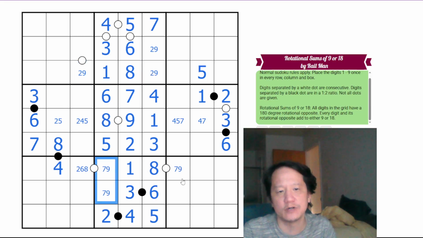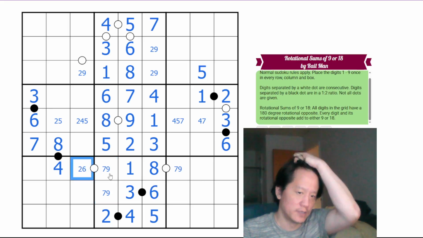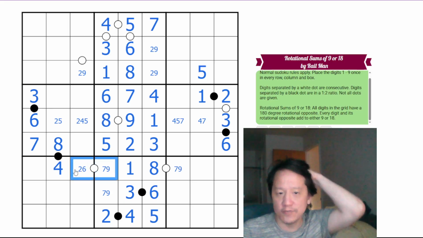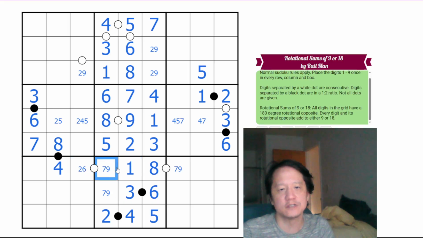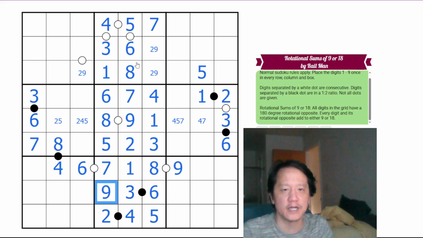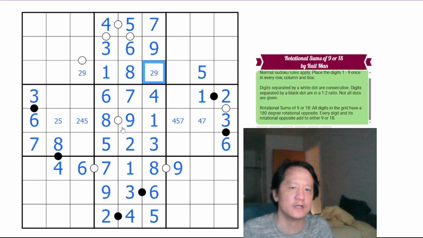1 eliminates 1 here. This cannot be 8. And these digits are consecutive. So the only digits which are consecutive here are 6 and 7. So this is 6, which makes this 7. That leaves this as 9. This is 9. 9 and 9 add up to 18. 7 and 2 add up to 9.